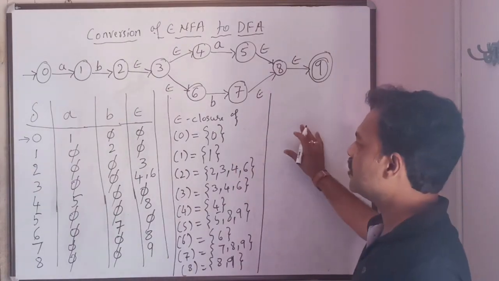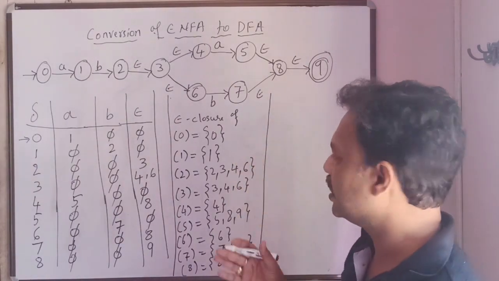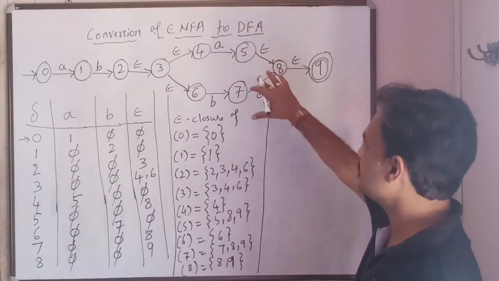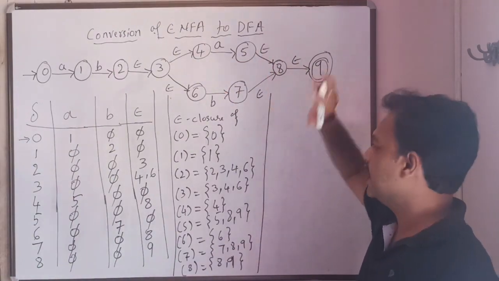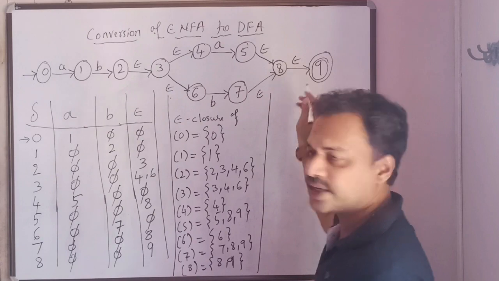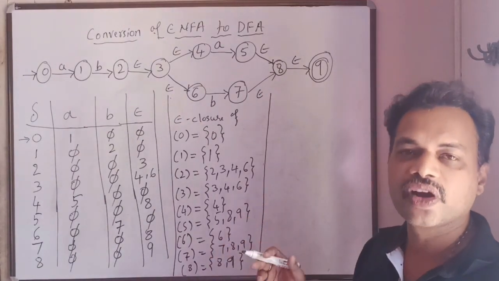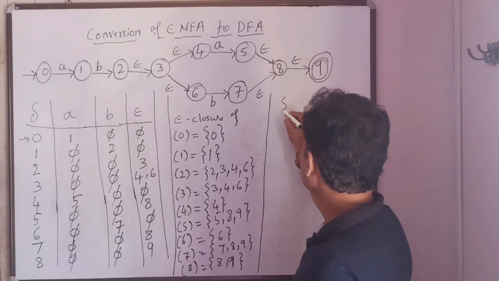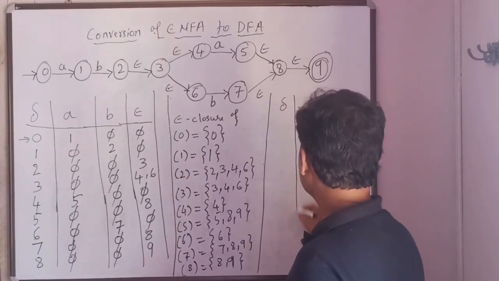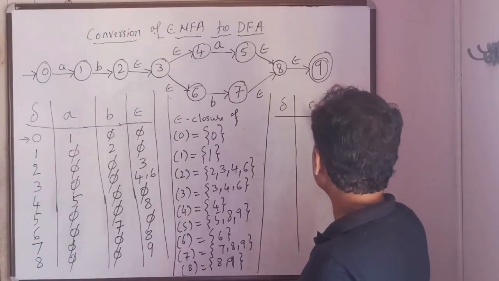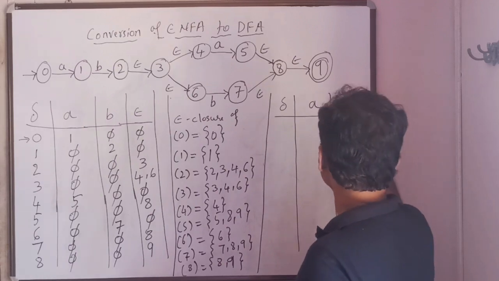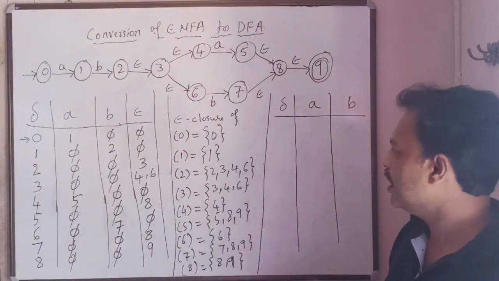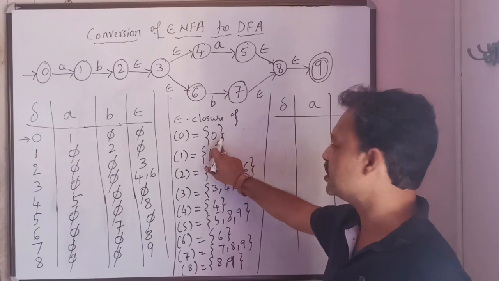Now we are supposed to find out or build a table that represents the DFA. So in this table, this is a transition table once again, we are going to avoid epsilon transitions. So delta, then A, then B. Now let us take the first state, that is 0.